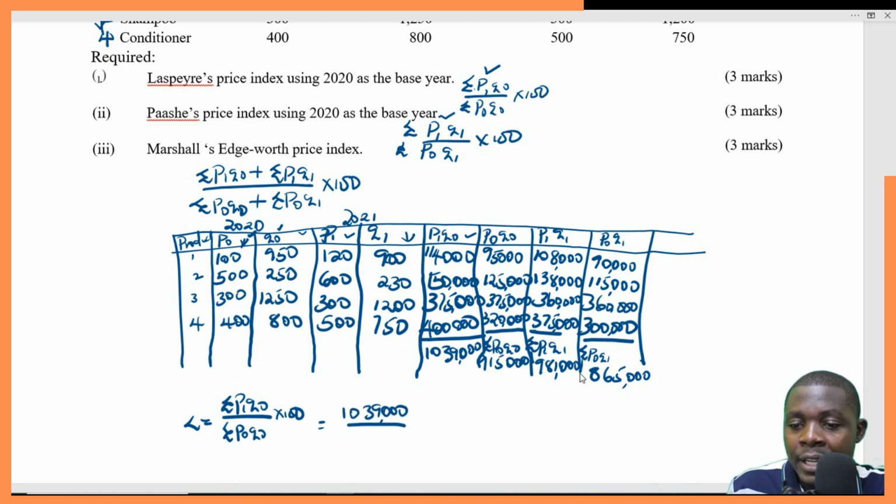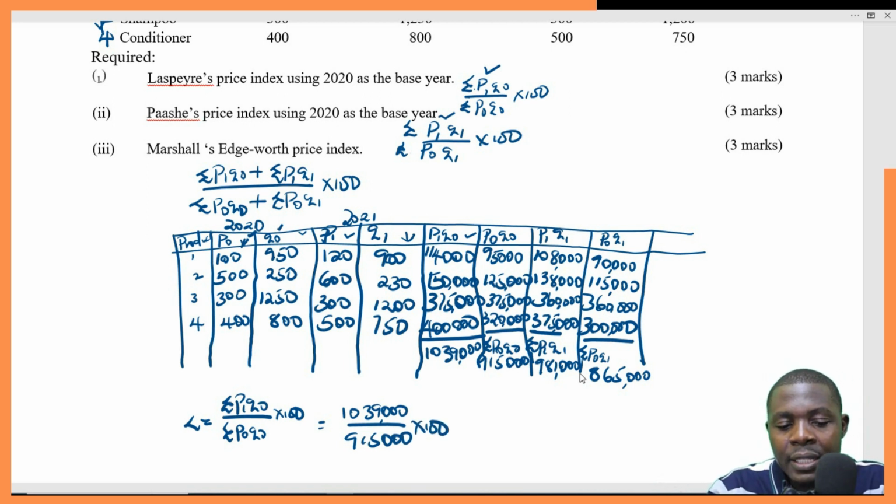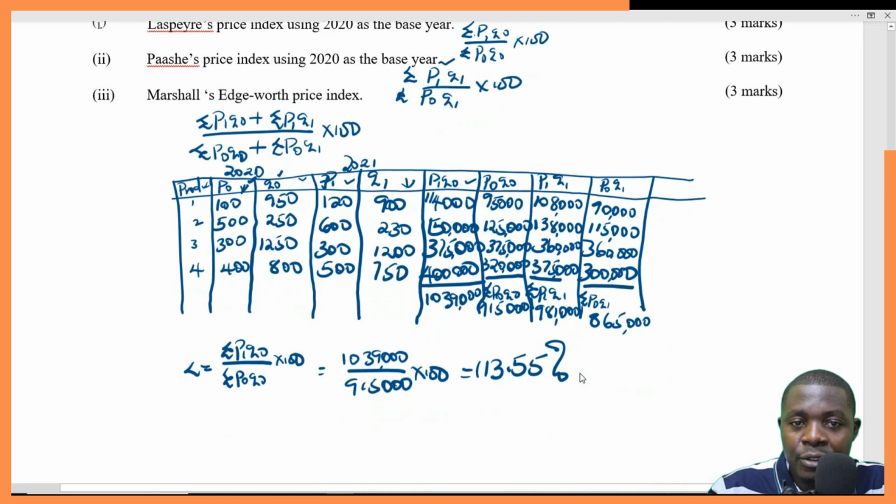Now with the data that we have already calculated, that is 1039,000. We are dividing by P naught Q naught, which we got 915,000. Everything we multiply by 100. What you get, class? According to my calculator here, I'm getting 113.55. Since we multiply by 100, you can present in the percentage form.